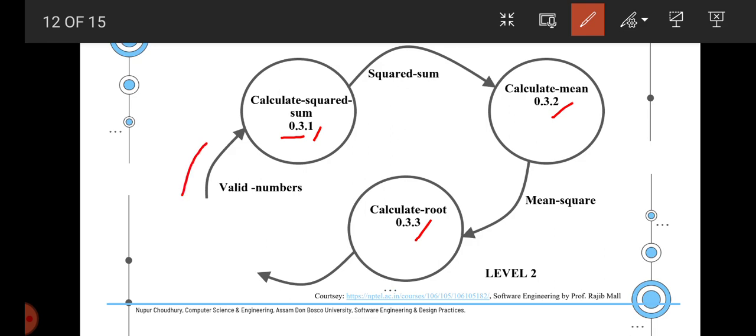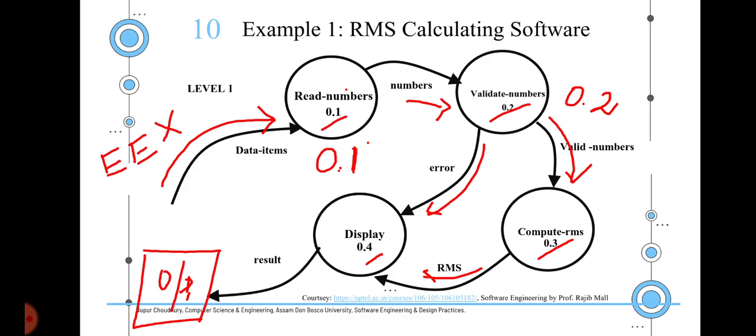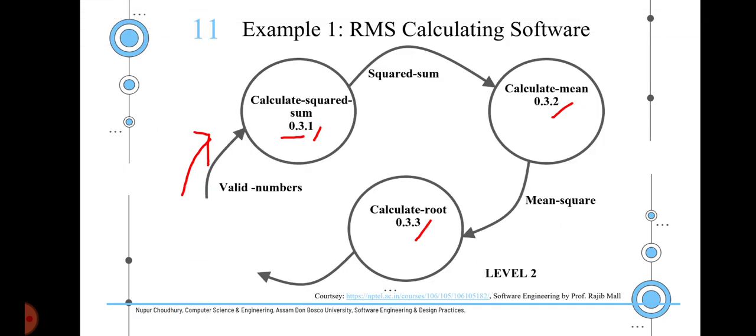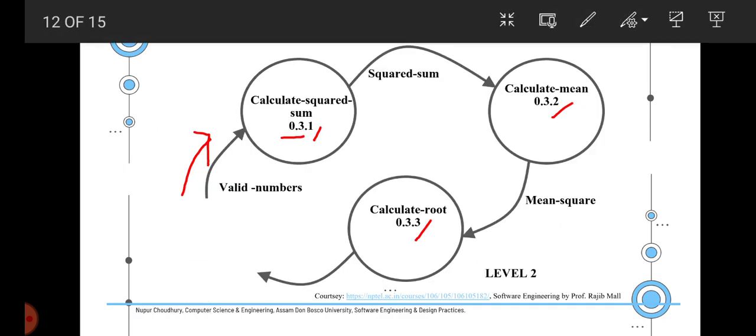So once the numbers are valid, if you look at the previous diagram, we will be basically taking this point as the input to the process. So when we look at this, the numbers after they are validated become valid numbers, and they will be sent to the first step, which is calculating the squared sum.